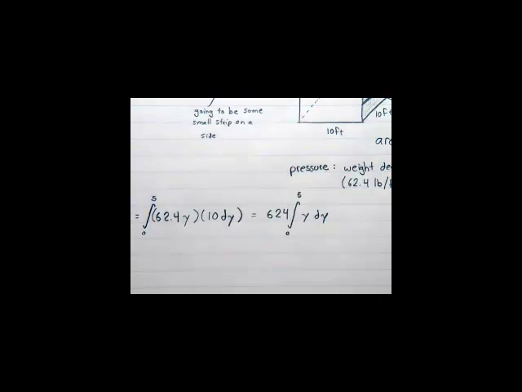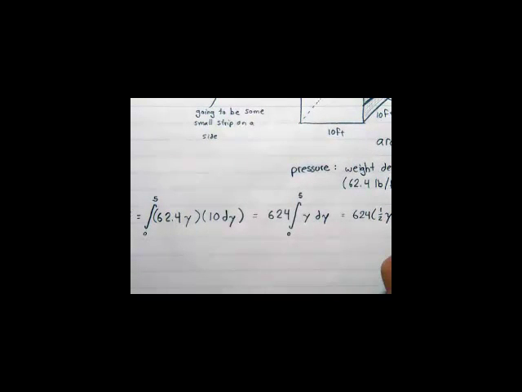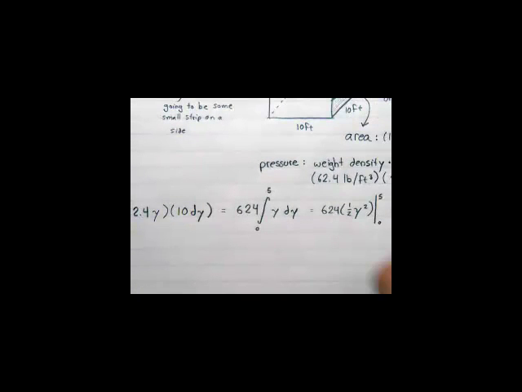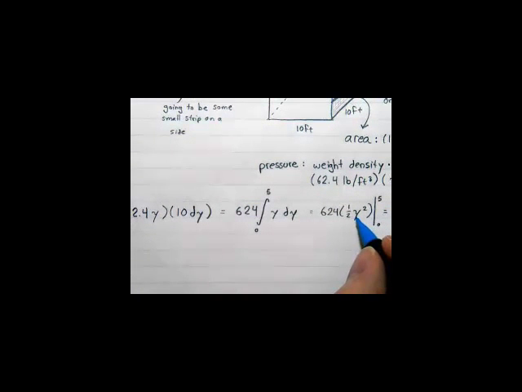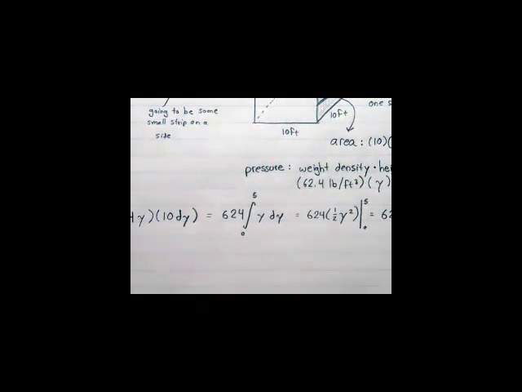So what is it, Rachel? Okay. So 624 times 1/2 y squared from 0 to 5. So plugging in a 0 will just get you 0 again, right? So if I plug in the 5, that should be my answer. So 624 times 1/2 5 squared. So that is 7,800.